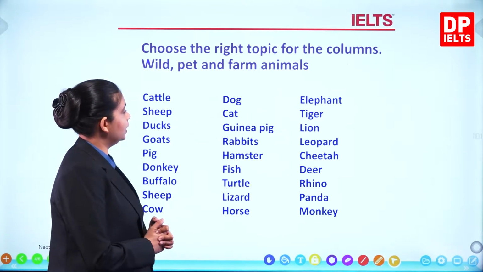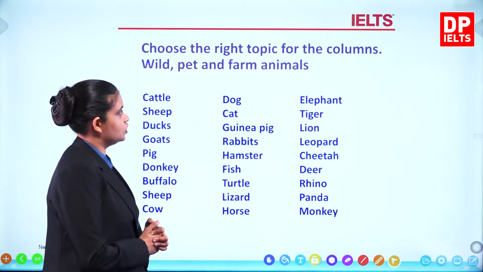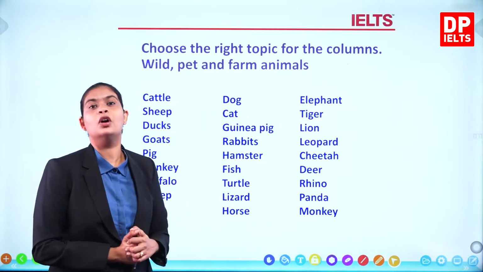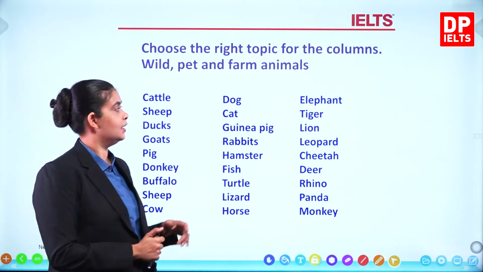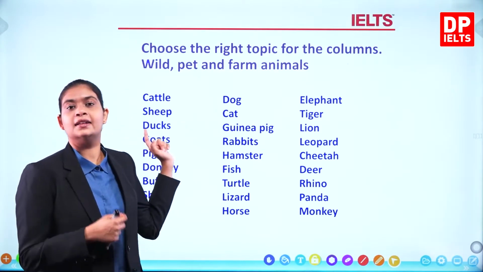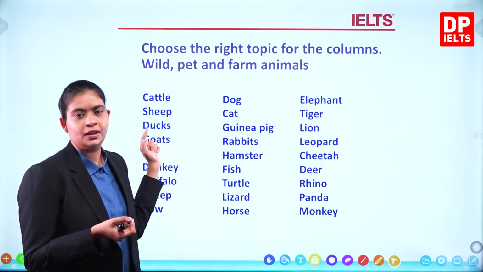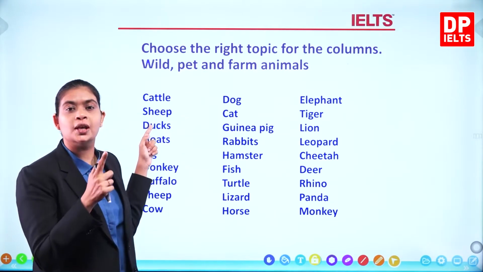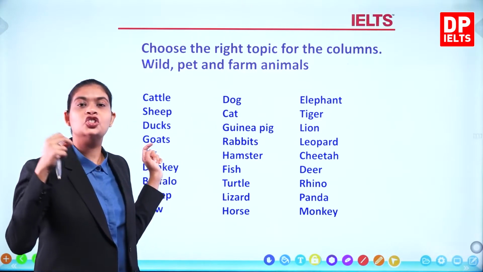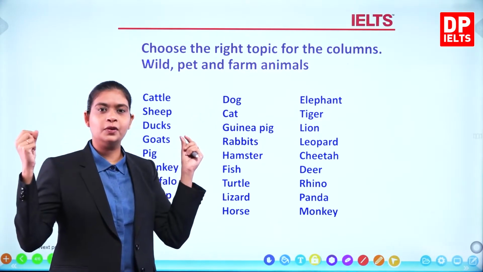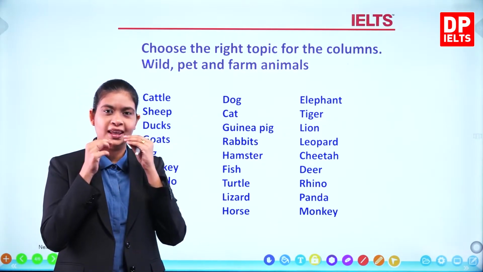Before we go ahead with all of these separation into the columns, I want you all to go through with the pronunciation properly. Okay? First one, cattle. Cattle. Sheep. Sheep. Okay? So there are a few things, right, that you need to know.